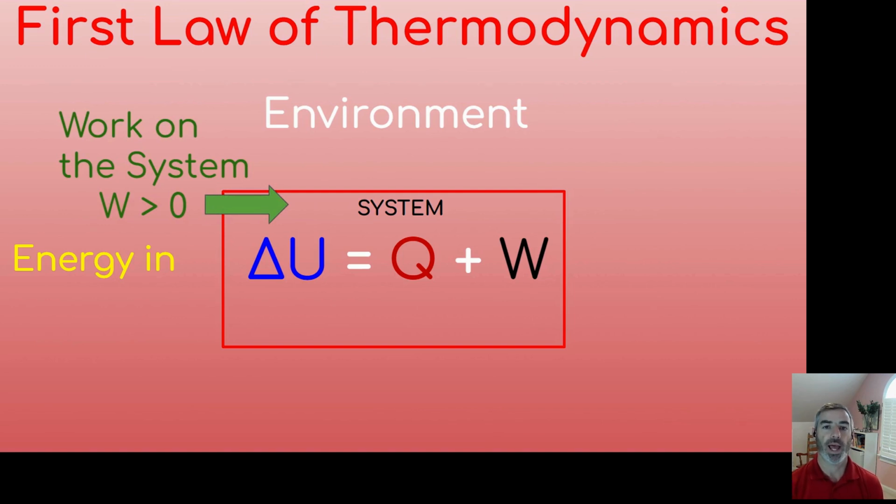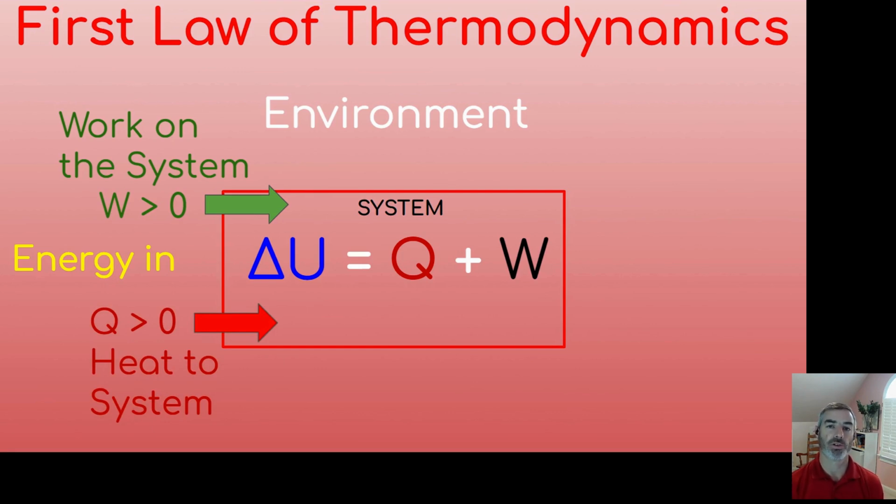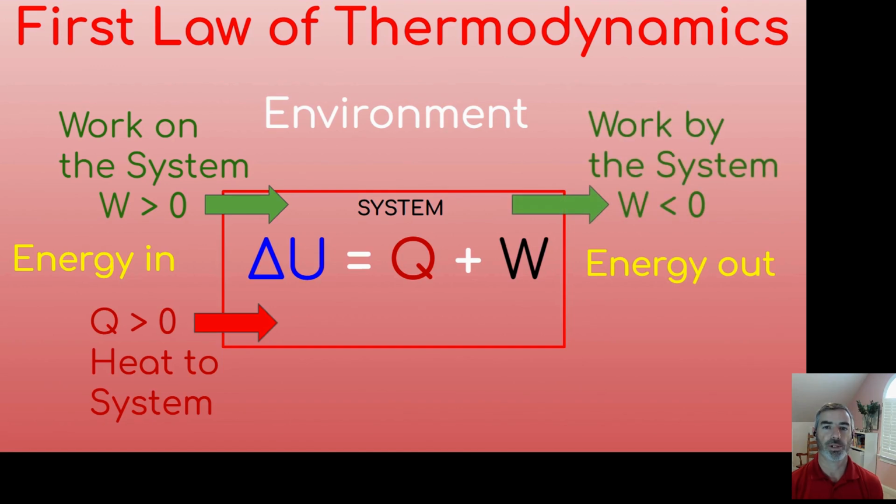If we have a temperature difference where the outside is warmer, that's going to transfer heat inside, and that's going to increase the internal energy if there's no work done on the system. Take energy out, what does that look like? Well, work done by the system to push that piston up, transferring energy to the piston.